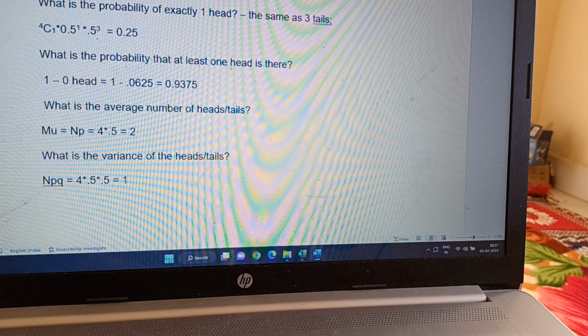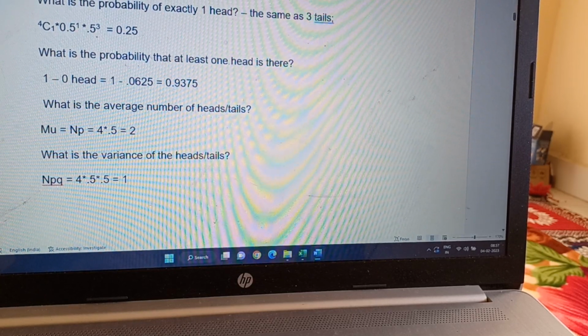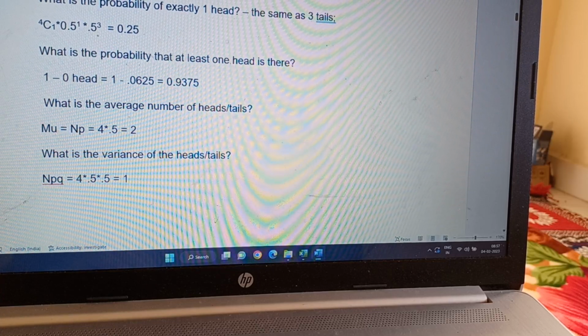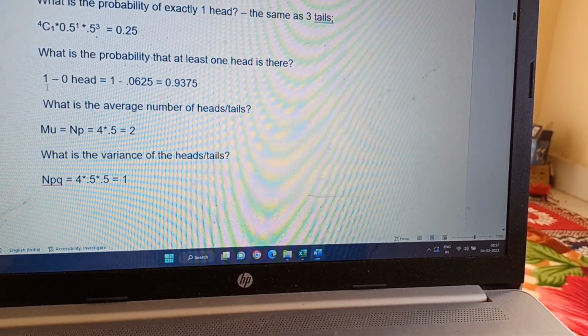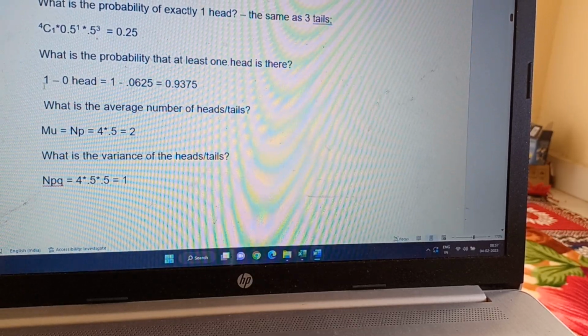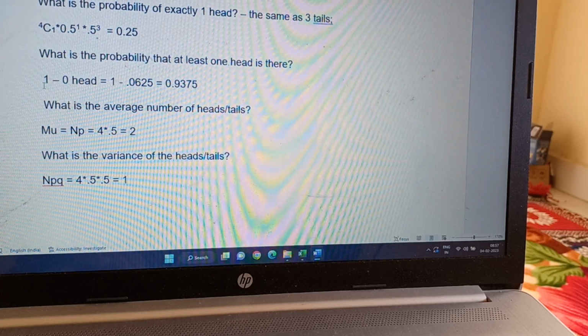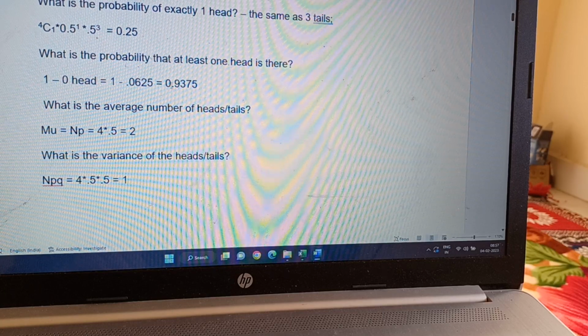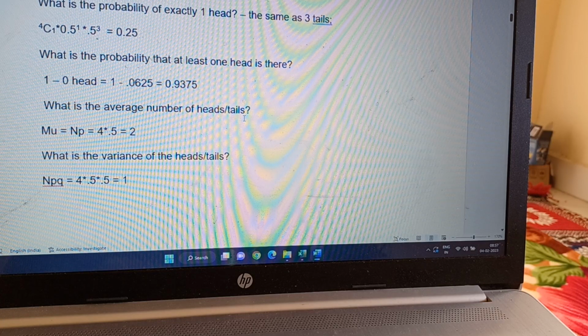So this one is easier. You need to calculate only one probability, which will be of no head or zero head. So we had already calculated the probability of zero head, no head, which was 0.0625. So I deduct it from 1 because the sum of probability of no head and probability of at least one head is equal to 1. So I deduct it from 1 minus 0 head probability, which is equal to 0.9375.